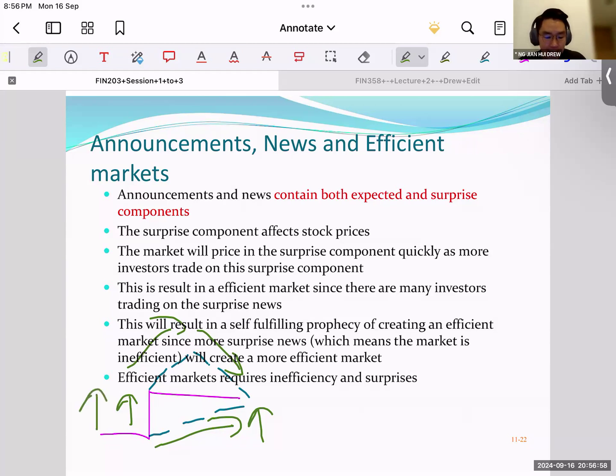Whether it is going up like this, or is it inefficient, going up like this, right? Or going up and down like that. So in this sense, market efficiency becomes like a self-fulfilling prophecy, where you need inefficiency to make the market more efficient, and then overall it becomes more efficient.